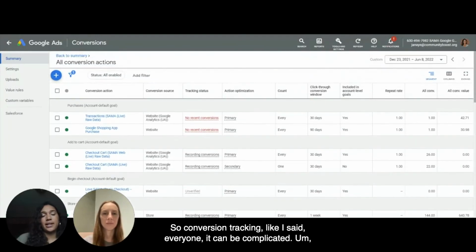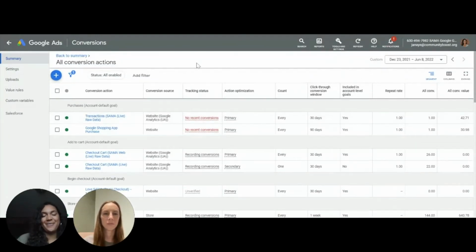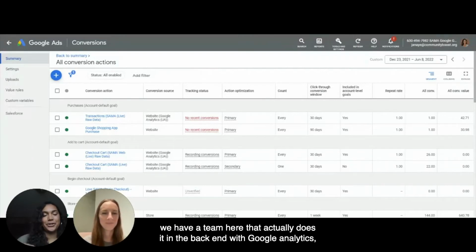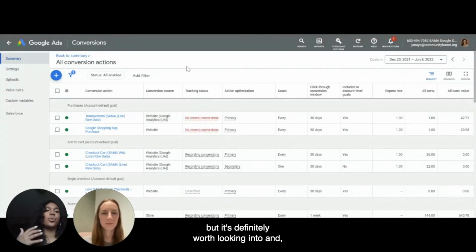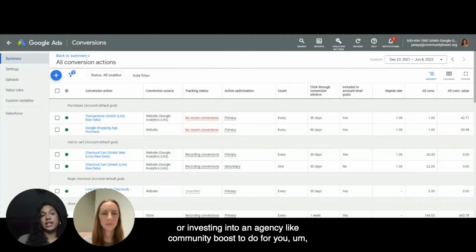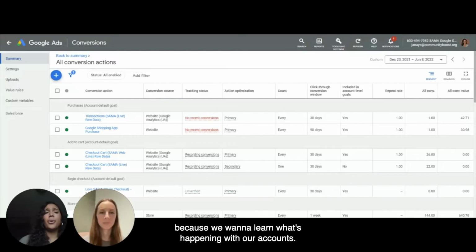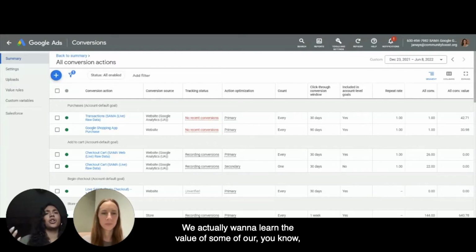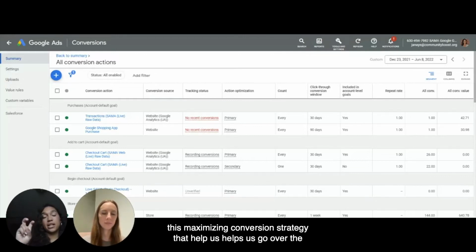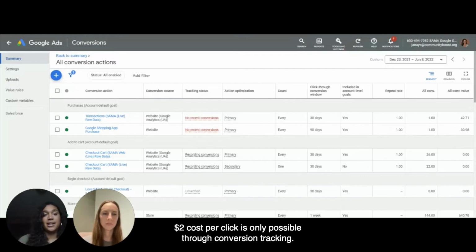So conversion tracking, like I said, everyone, it can be complicated. We have a team here that actually does it in the back end with Google Analytics, but it's definitely worth looking into and or investing into an agency like Community Boost to do for you through our partnerships, because we want to learn what's happening with our accounts. We actually want to learn the value of some of our efforts. And more importantly, this maximizing conversion strategy that helps us go over the $2 cost per click is only possible through conversion tracking. But yeah, so it's a little bit complicated, but very important.